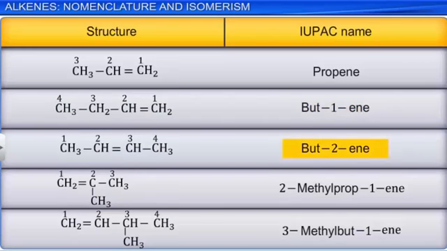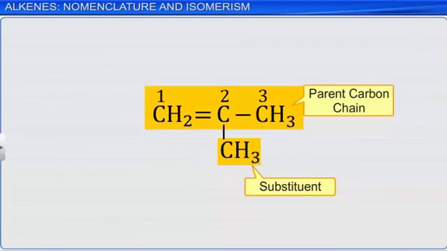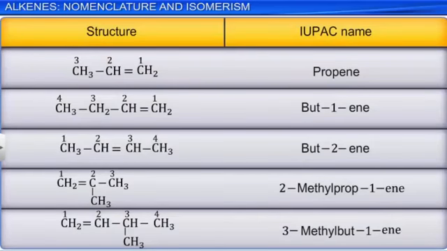An alkane with an alkyl group as a substituent is numbered in such a way that the carbon with the double bond gets the least number. While naming, the number of the carbon atom with the substituent and the name of the substituent, that is the alkyl group, is written as a prefix to the name of the parent carbon chain. For example, the following molecules are named 2-methyl-prop-1-ene and 3-methyl-but-1-ene respectively.